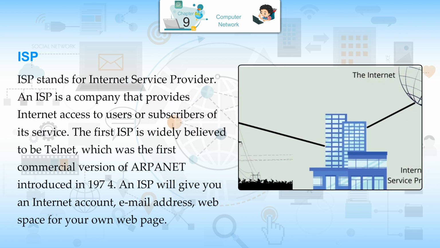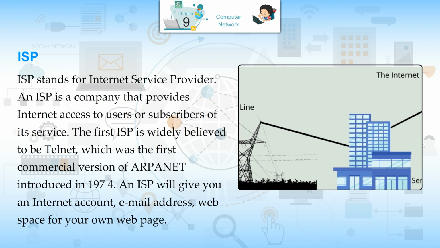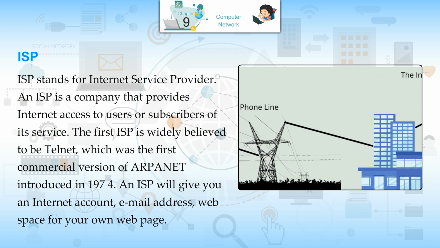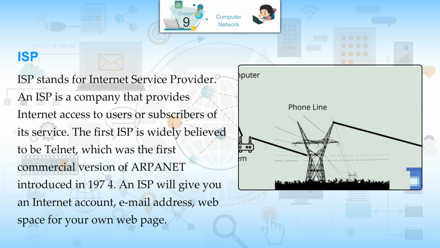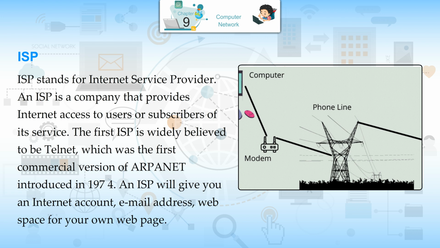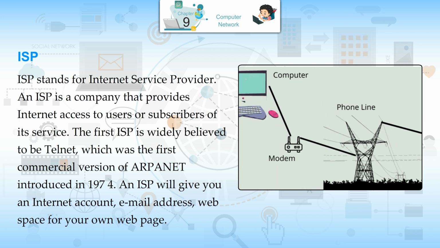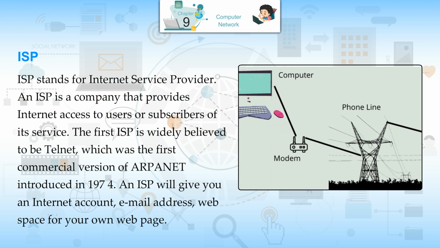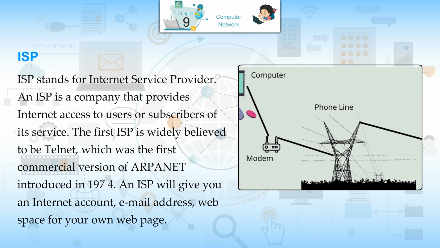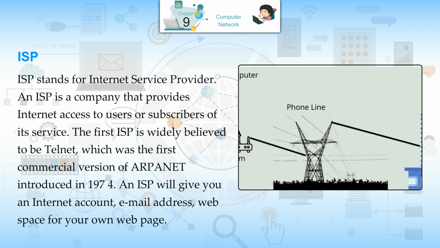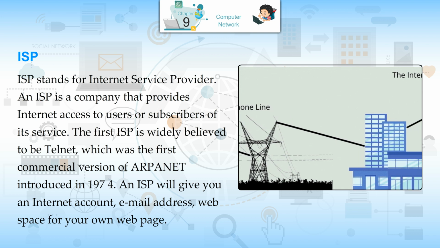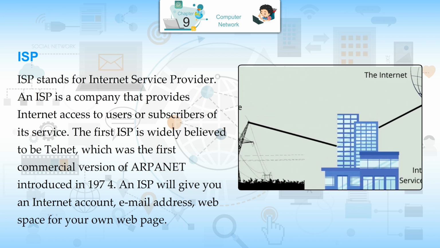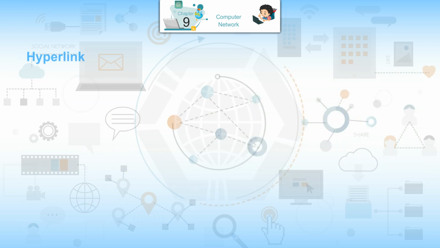ISP. ISP stands for Internet Service Provider. An ISP is a company that provides internet access to users or subscribers of its service. The first ISP is widely believed to be Telenet, which was the first commercial version of ARPANET, introduced in 1974. An ISP will give you an internet account, email address, and web space for your own web page.